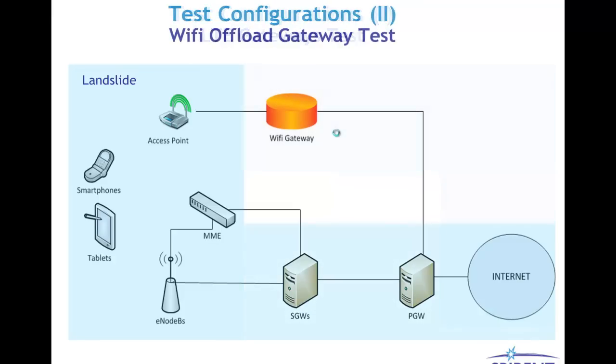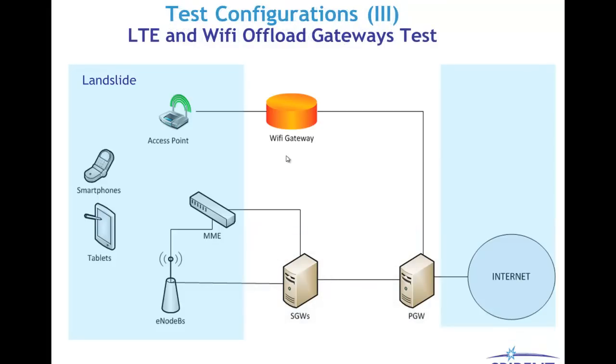In the second test case, the target is the Wi-Fi gateway. In this case, the tester emulates the UEs, the UE applications traffic, the entire LTE network, and the Wi-Fi access point. Finally, in the third case, the system targeted is a combination of LTE and Wi-Fi gateways, providing an end-to-end testing. In this case, the tester should emulate the UEs, the applications, traffic, the internet, the Wi-Fi access points, and optionally the PDN gateway.